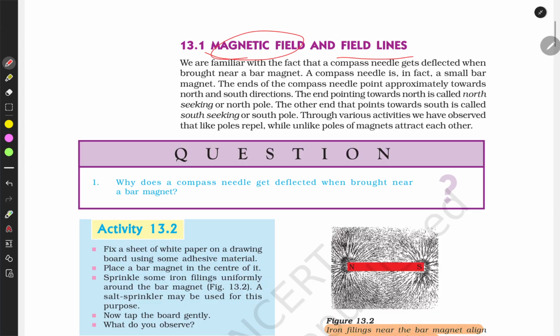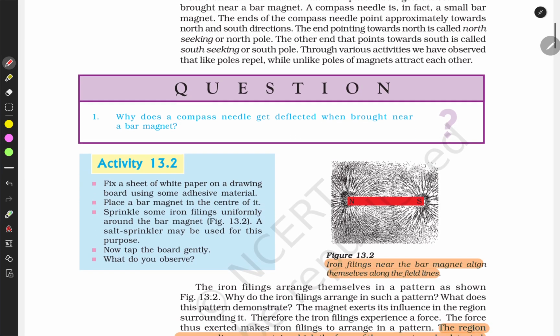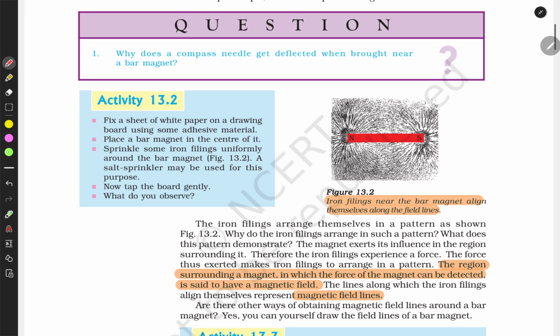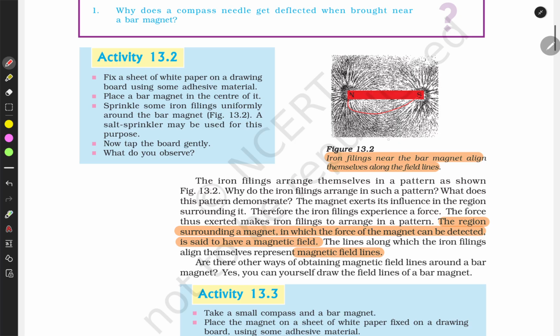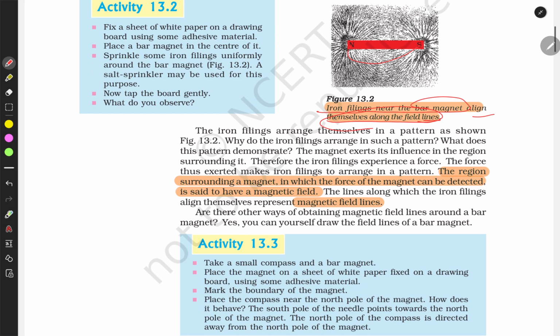Let's talk about magnetic field and magnetic field lines. A magnetic field line looks like this. It goes from the north to the south, and this was the experiment where iron filings near the bar magnet aligned themselves with the field lines. A region surrounding a magnet in which the force of the magnet can be detected is said to be a magnetic field. So magnetic field is the region around a magnet in which the force of the magnet can be detected.